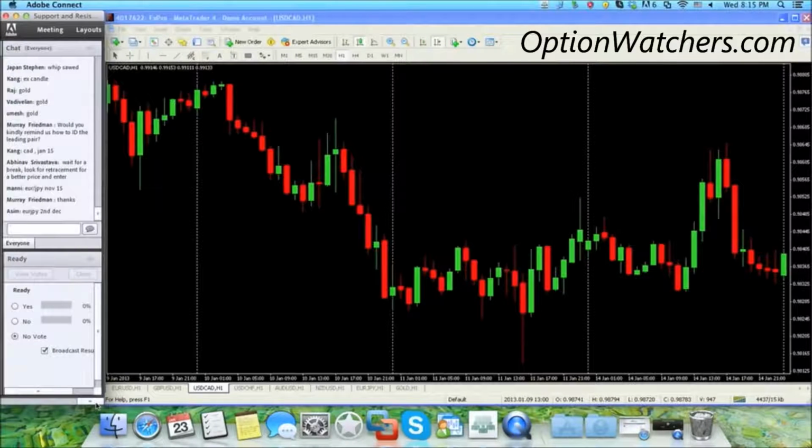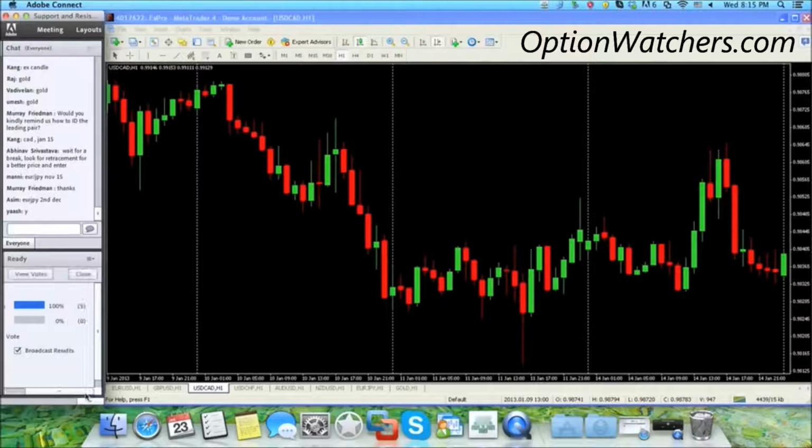Draw the lines on your screen for US dollar CAD for 14th January. Draw your lines there. We're going to predict 15th of January. Okay, we need at least 30 people for me to continue. So draw them on your screen, and then we can compare them with the ones I draw.